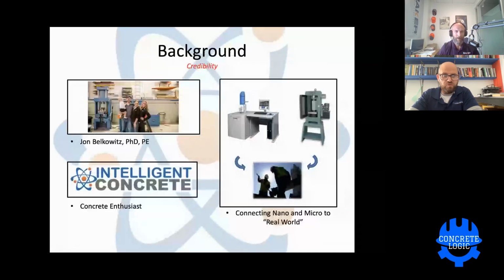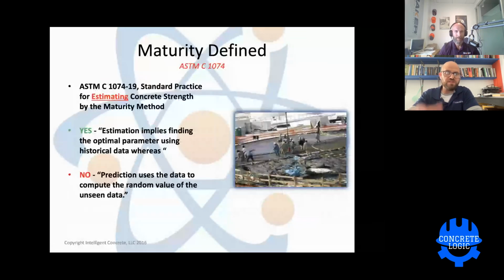Okay, so first thing that I wanted to do is I wanted to define maturity. The maturity ASTM C1074-19 is available if you're an ASTM member, which is, what is it, $100 a year now? Something like that. If you get the concrete standards, you get this as part of it. If not, you pay like $50, $35, something like that. It's worth it. It's 11 pages. It was written by some of the best concrete authors out there.